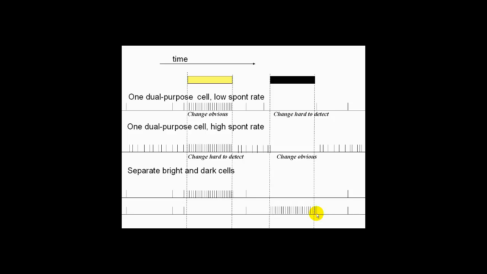Now you could build a system with an intermediate spontaneous firing rate that would increase its firing to bright and decrease its firing to dark, but because of this problem, the nervous system gets much better sensitivity by, in fact, having two different kinds. One kind has a low spontaneous rate and increases its rate a lot for darkness, and another kind has a low spontaneous rate and increases its rate a lot for brightness. So we have on cells and off cells.